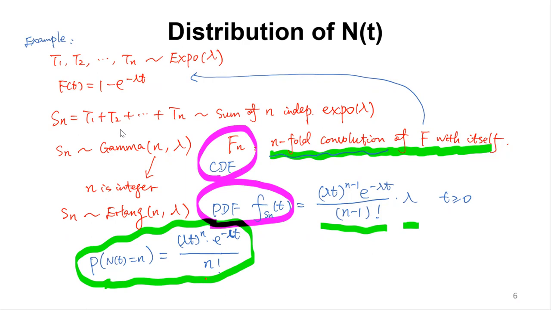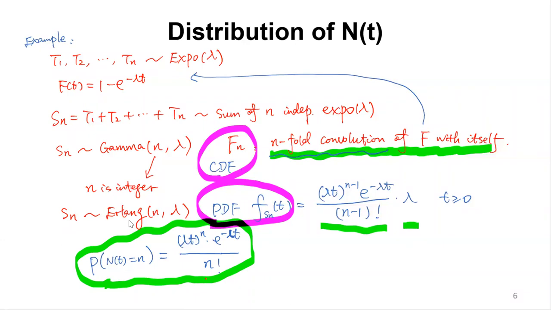So if we sum n independent exponential distributions, we did the derivation before. If we add n independent exponential random variables together, it will become a gamma distribution. So S_n is a gamma distribution with parameters: we add n exponential random variables, so this is n, and the rate of each exponential distribution is lambda, so we put lambda here.